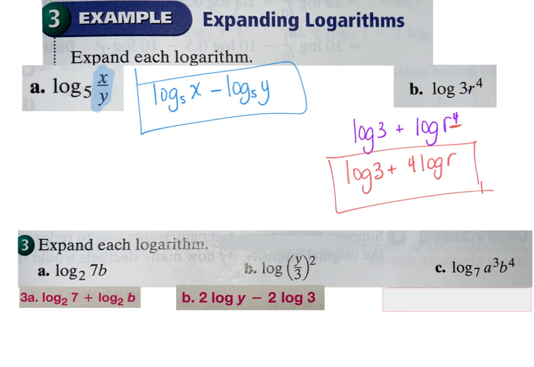Okay? And then the last one, we can expand with both product and exponent. 3 log base 7 of a plus 4 log base 7 of b. They had individual exponents that applied to each of them.